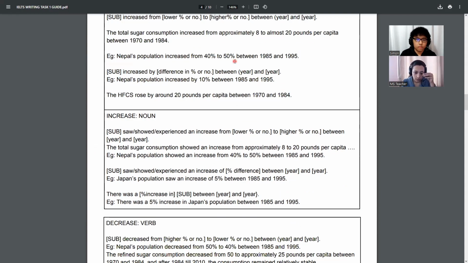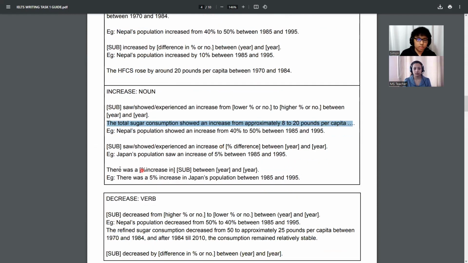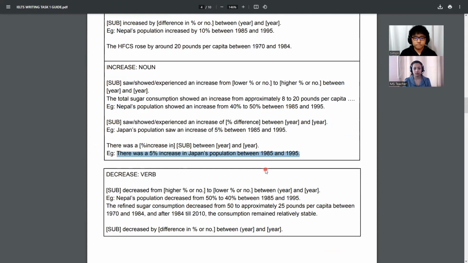So now we can also use showed. For example, the total sugar consumption showed an increase from approximately 8 to 20 pounds per capita. This one is another example. Another one is Japan's population saw an increase of 5% between 1985 and 1995. Another one is there was a 5% increase in Japan's population between 1985 and 1995.